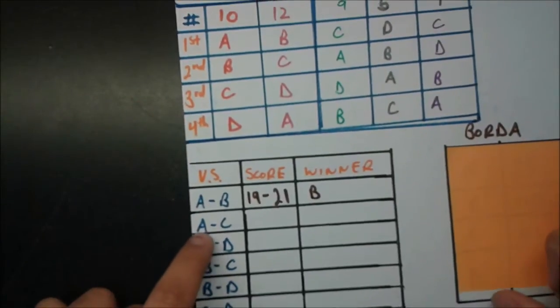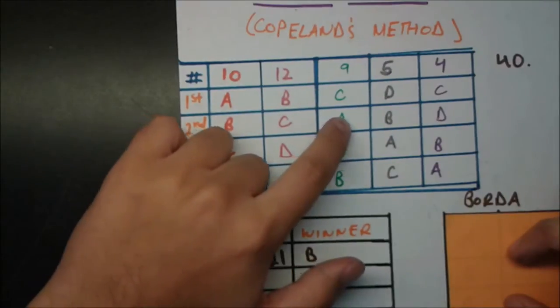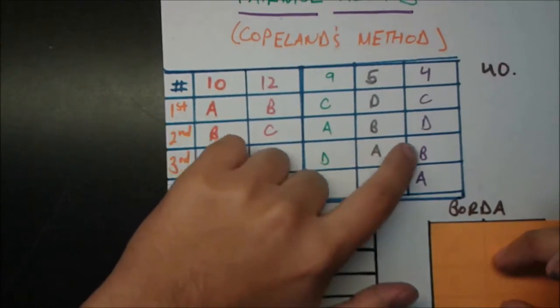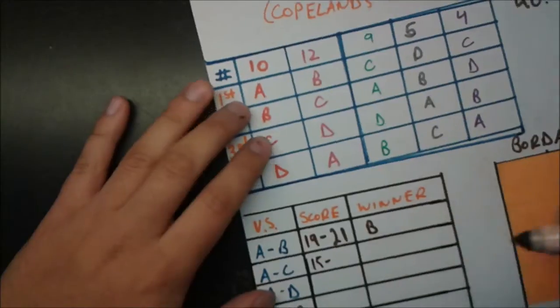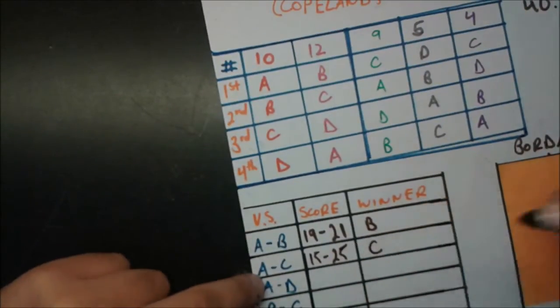So now, A and C, who's going to be the winner? We have 10 votes here. A gets, what other votes? He gets these 5, he gets 15, and that's all he gets. So he gets 15, and again, 40 voters, so this is going to have to be 25. So who's the winner in this case? It's going to be C.